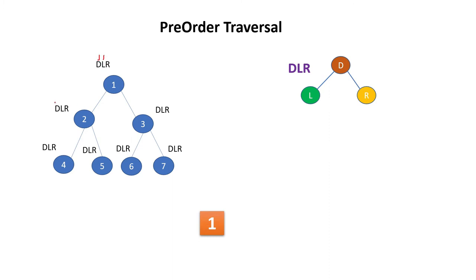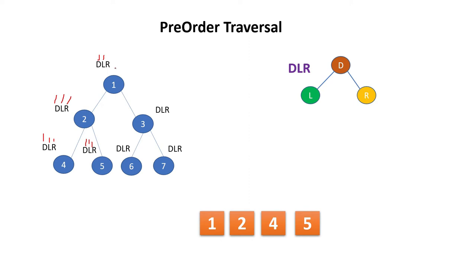After coming here, we check the D and we print 2. Then we check for L. We go here and here also we check for D. 4 will print. Then L, nothing is there, null, nothing will print. R also nothing is there. This part is done. We will come back here, go to R. Here we take the D and print it, left and right both are null, so all are done now. So we'll come back here and check that R is present here.